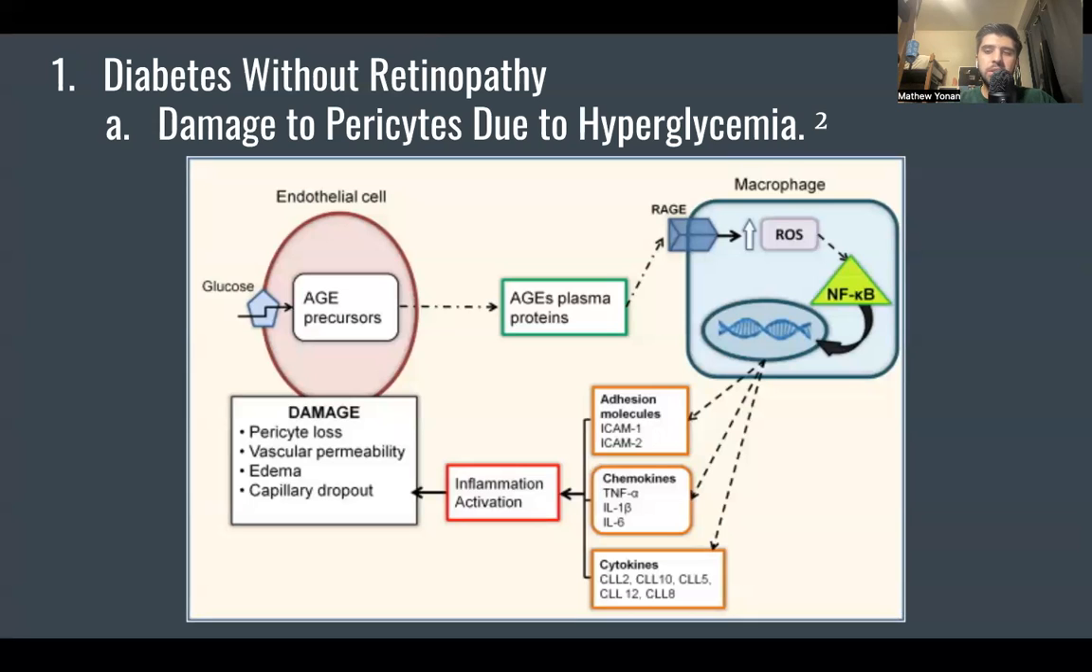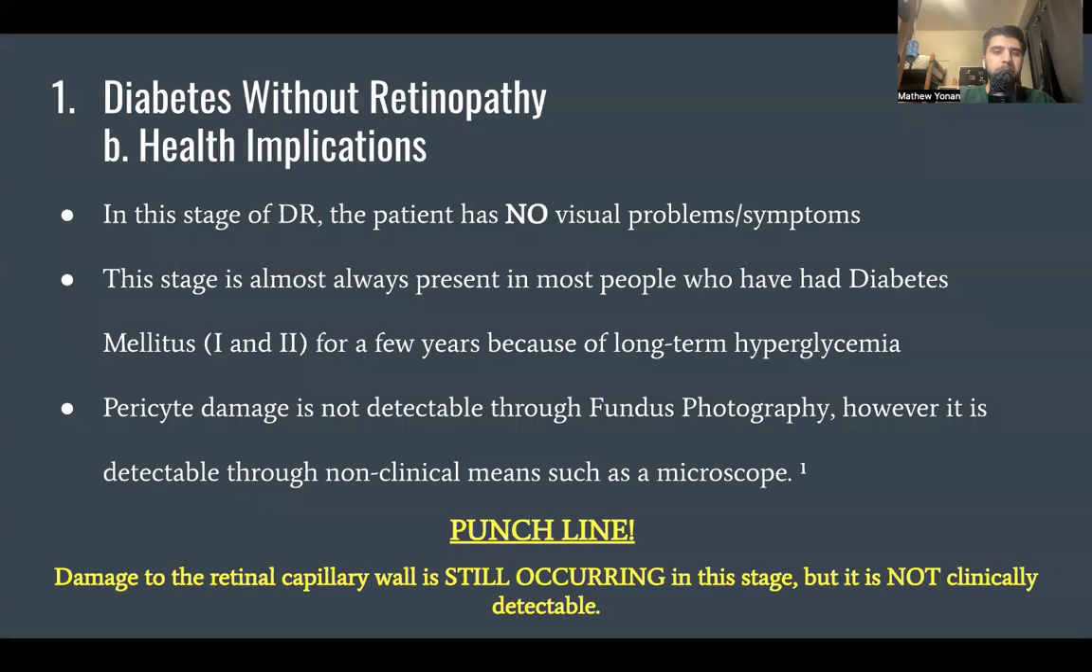on a macrophage, which then, after a couple of processes in that macrophage, lead to adhesion molecules, chemokines, and cytokines being produced, which actually activate inflammation. This then leads to the parasite loss and a couple of other things that are actually important, like vascular permeability, edema, and capillary dropout. So that's where the parasite loss comes from, essentially.